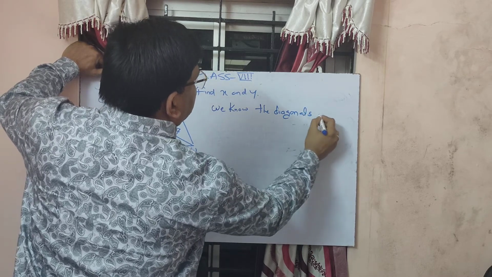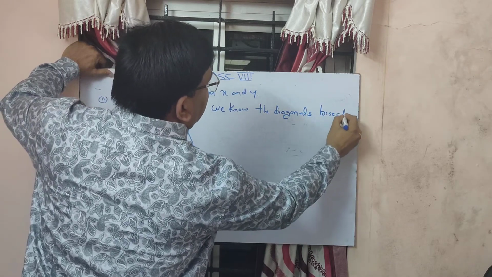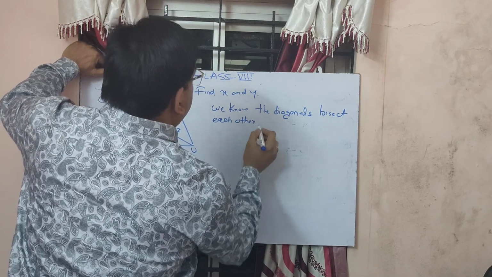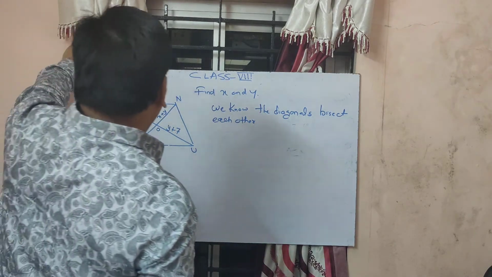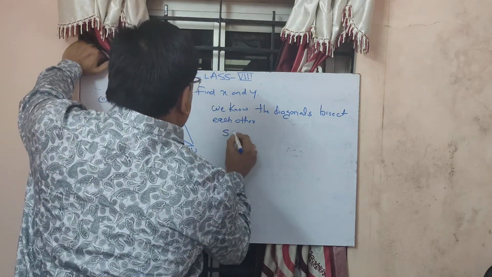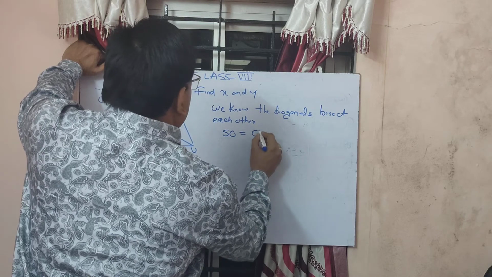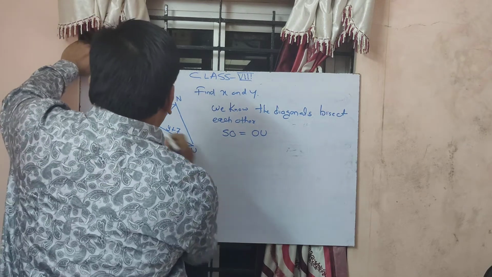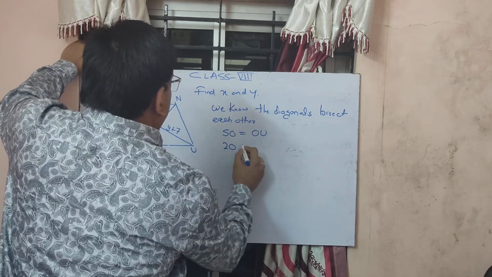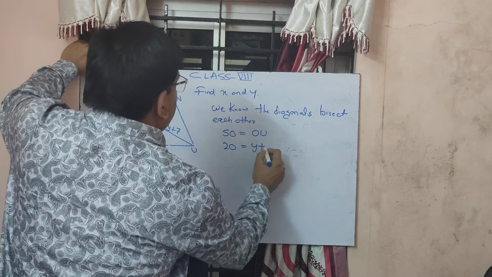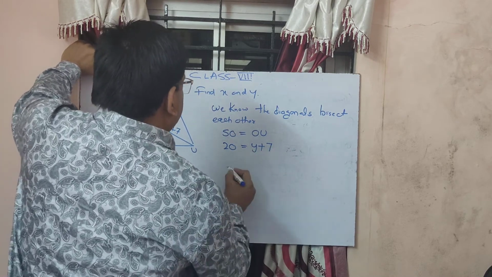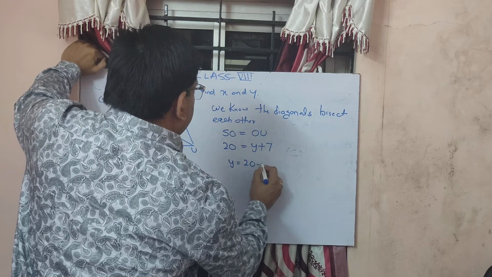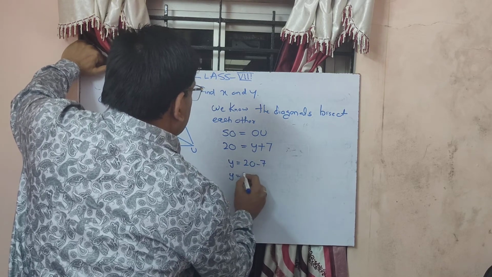We know the diagonals bisect each other. It means SO is equal to OU. SO is 20, and OU is y plus 7. So therefore y is equal to 20 minus 7. So y is equal to 13.